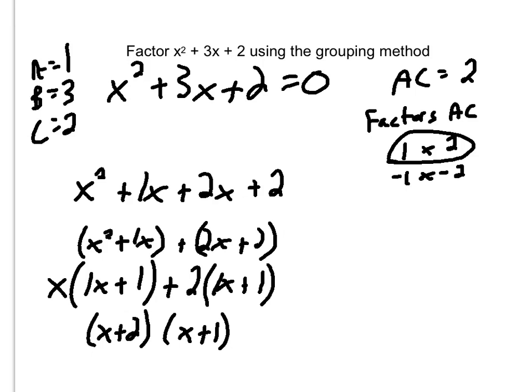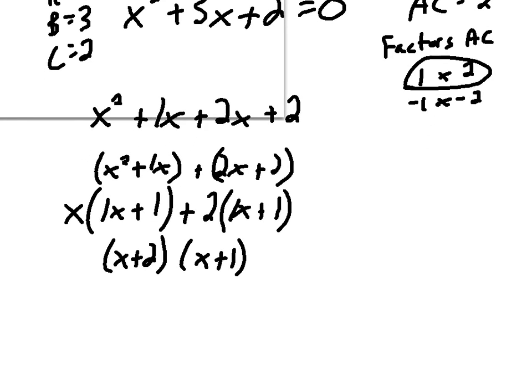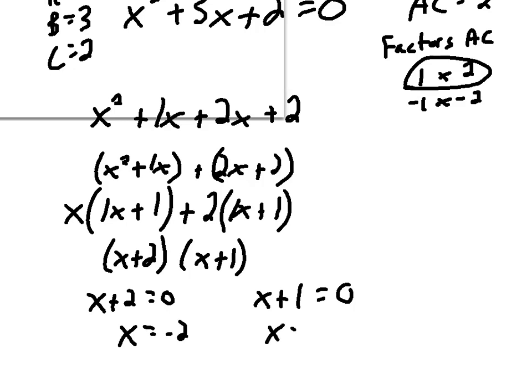Alright? Well, after that, to solve this, all I need to do is set these factors equal to 0. So I'm going to take each factor and set it equal to 0. I'm going to say x plus 2 equals 0, and x plus 1 equals 0, since the whole quadratic was set equal to 0. And I'm just going to solve those equations. So x equals -2 and x equals -1. And those are my solutions. So my solutions to this quadratic are x equals -2 and -1.